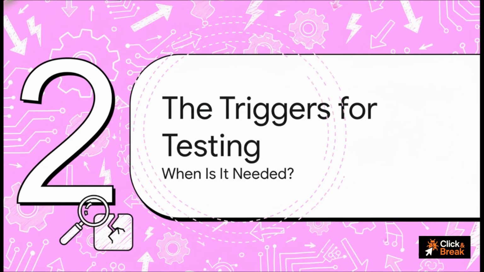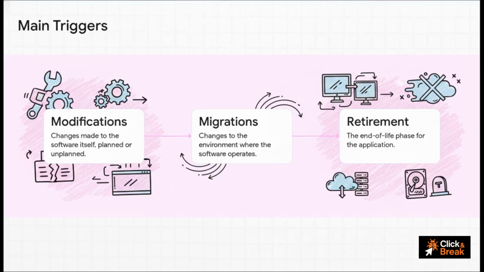So what actually kicks this whole process off? It's definitely not random. There are actually very specific events or triggers that basically wave a flag and tell a team, hey, it's time to do some maintenance testing. And according to the syllabus, it really boils down to three big triggers. The first is any kind of modification to the software. No surprise there. The second is a migration, basically moving the software to a new home. And the third, and this one might actually surprise you, is retirement. Yeah, even when the software is being shut down.